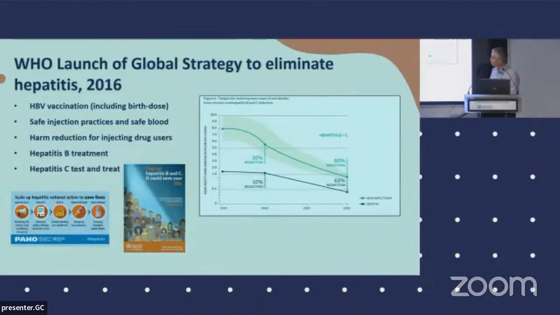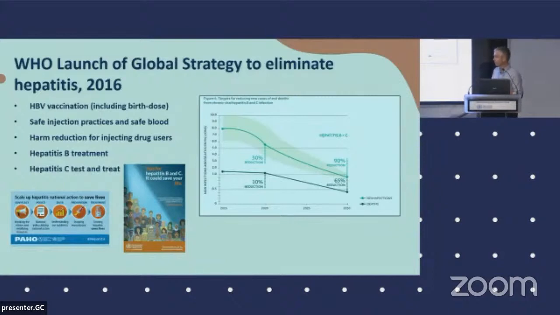And the prevention tools that we have available and recommended are vaccination against hepatitis B, including at birth, safe injection practices and safe blood transfusions, harm reduction among drug users, particularly for circulation of hepatitis C, and chronic treatment of hepatitis B, for which the drugs remain quite expensive but are coming down in price, and the treatment of hepatitis C has really been revolutionized.